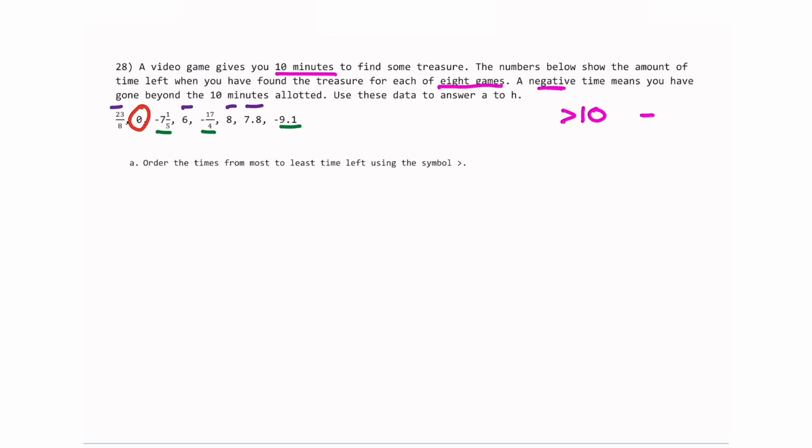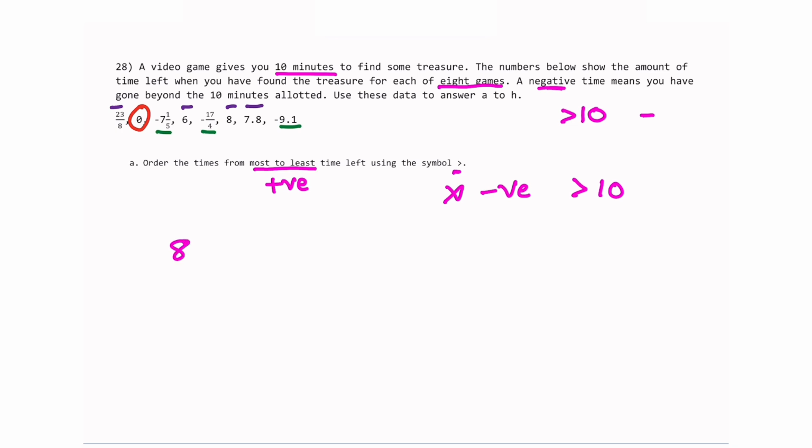So what does the first question say? Order the times from most to least time left, using the symbol. So how are we going to do it? Most to least. So this is the time left they've given, right? Because negative ones means you have taken more than that. So what numbers are we going to consider? We are only going to consider positive numbers, okay? Only positive, no negative, because negative means you have taken more than 10, which means you have gone beyond time. There is no question of having extra time, right? So let's start having the positive numbers from most to least.